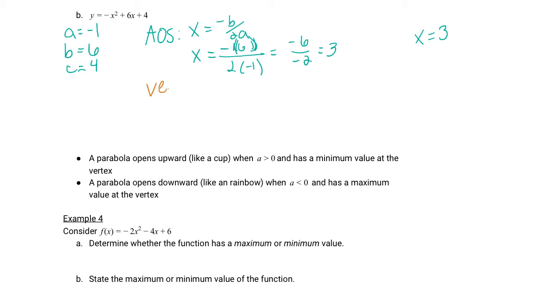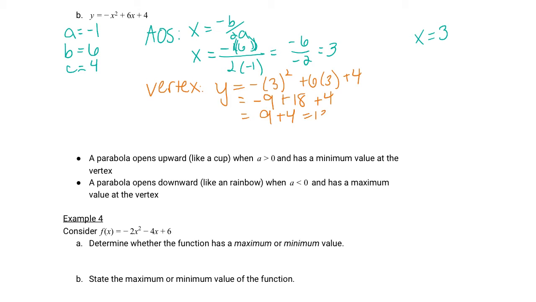For the vertex, we're going to plug that 3 in for x in our equation. y is -3 squared plus 6 times 3 plus 4. In this case, we put the negative on after we square. So this will be -9 plus 18 plus 4. So that's 9 plus 4, or 13. So that means our vertex is (3, 13), with the 3 that we got from the axis of symmetry.